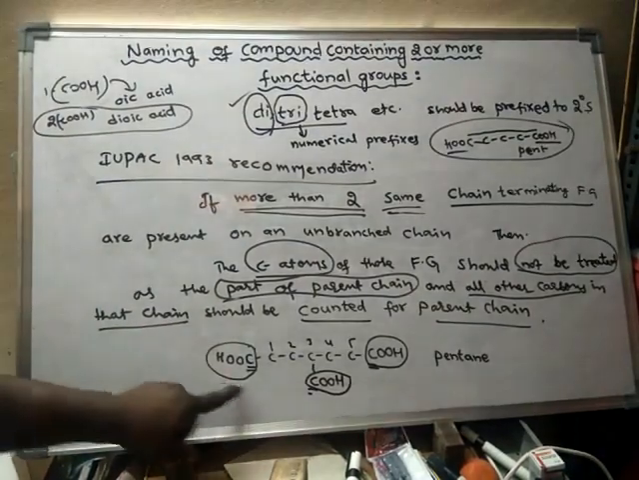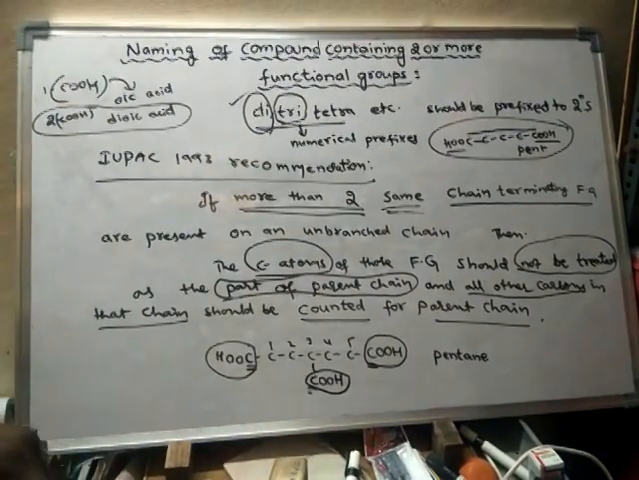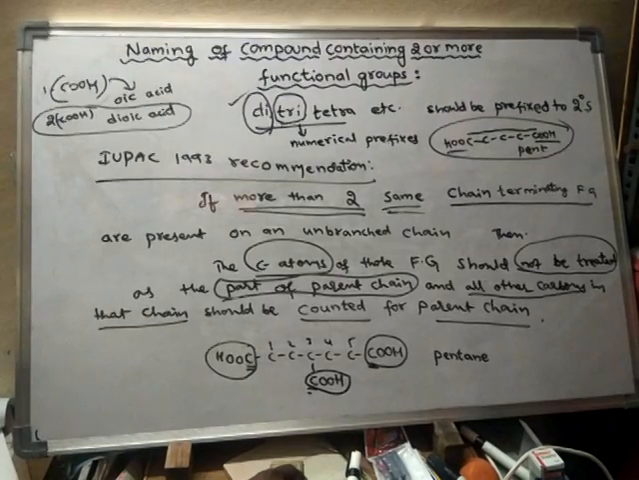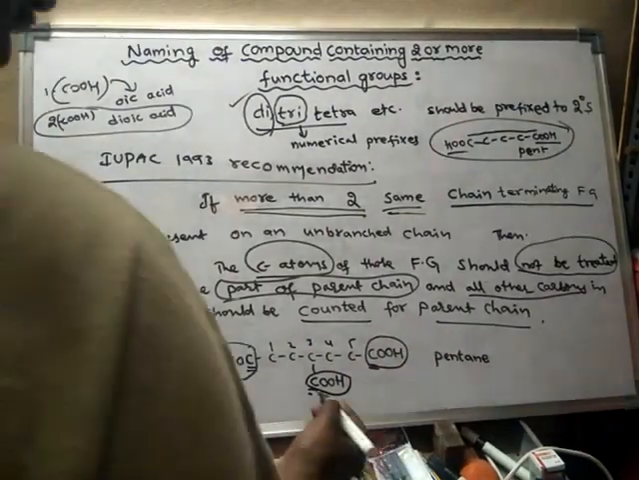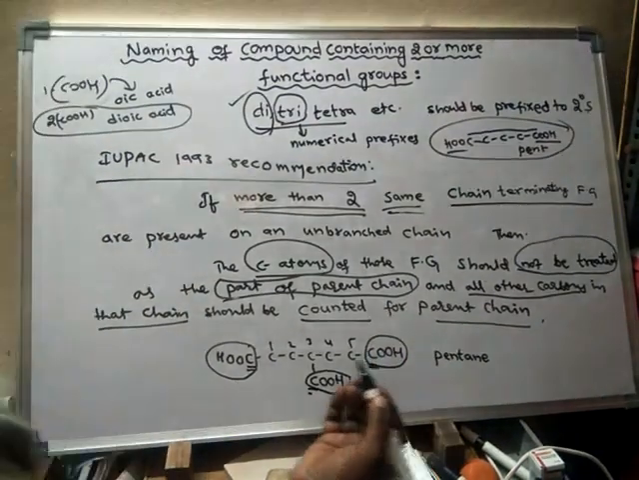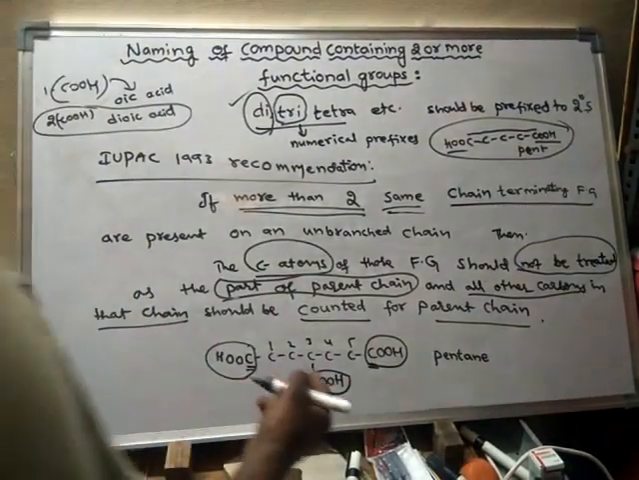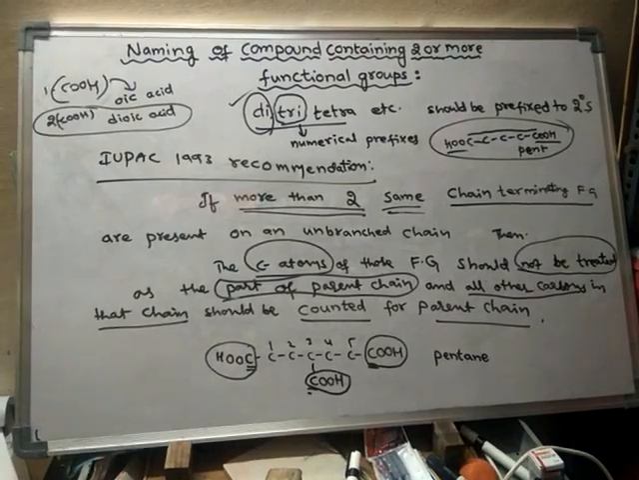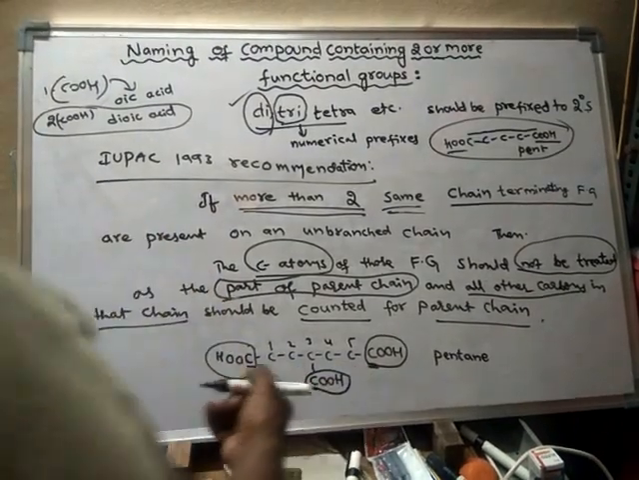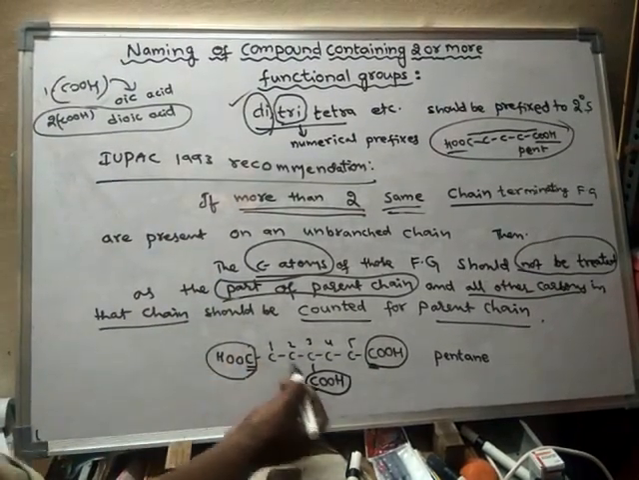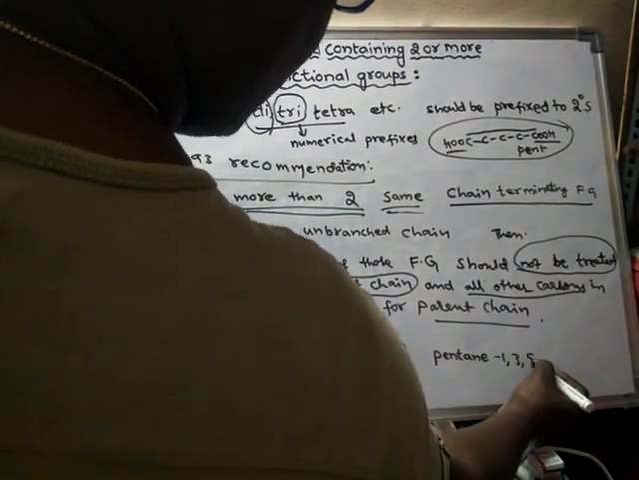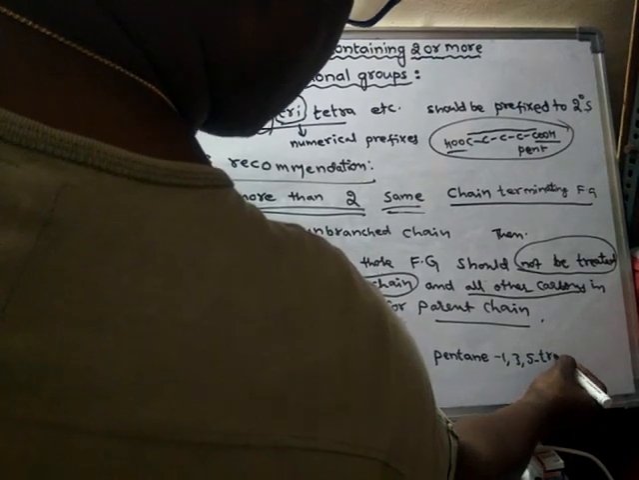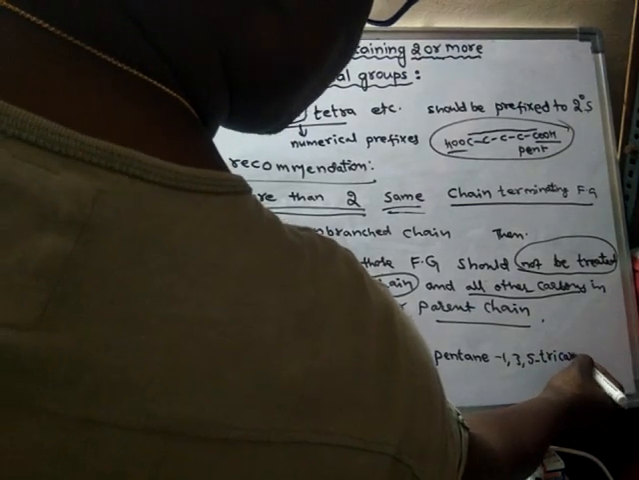So here there are three COOH groups. What should we write? Here we have to write tricarboxylic acid. On which carbons are these carboxylic acids present? 1, 3, 5. So, pentane-1,3,5-tricarboxylic acid.